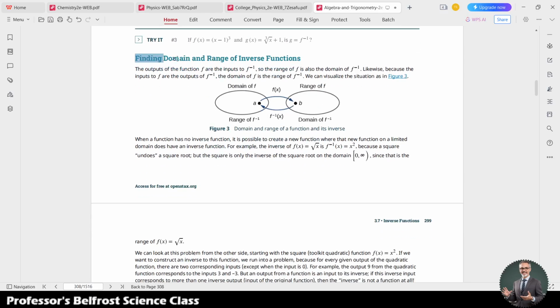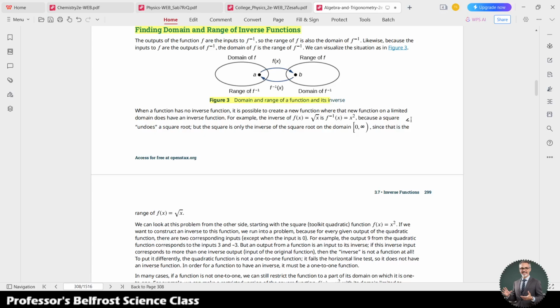Now, finding domain and range of inverse functions. So the domain of the function f are the inputs of f, and the outputs of f are the domain of f inverse. And likewise, because the inputs to f inverse are the outputs of f, the domain of f is the range of f inverse, and we can visualize the situation as shown in figure 3.